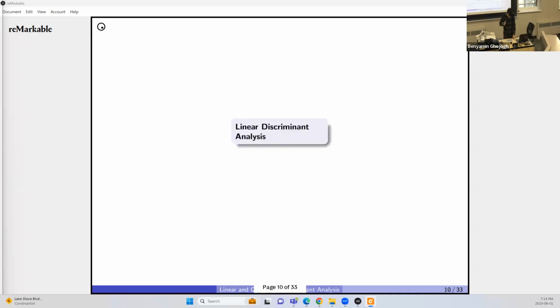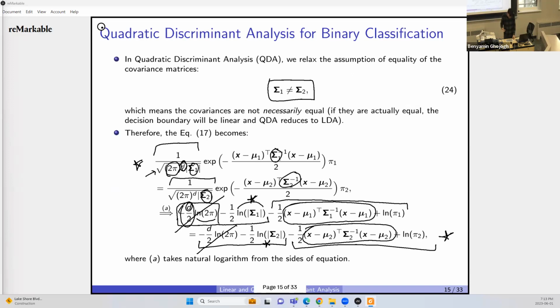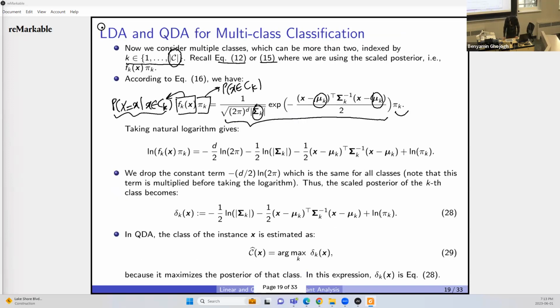So let's denote the index of the class by k. Then we will have f_k pi_k. Now I want to simplify it, so I take the natural logarithm because I want to convert multiplications to summations. Also, I want to get rid of the exponential operator. If you take the natural logarithm of this, these twos are because of the square root, and these minuses are because the square root is in the denominator. And this d is because of this power d.